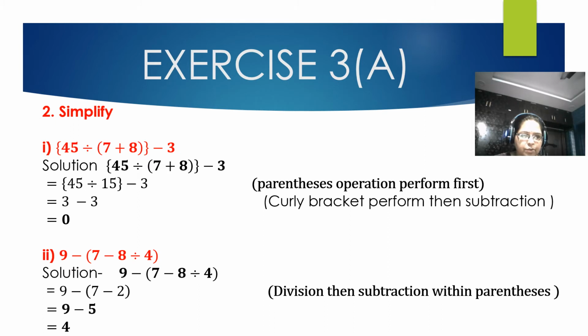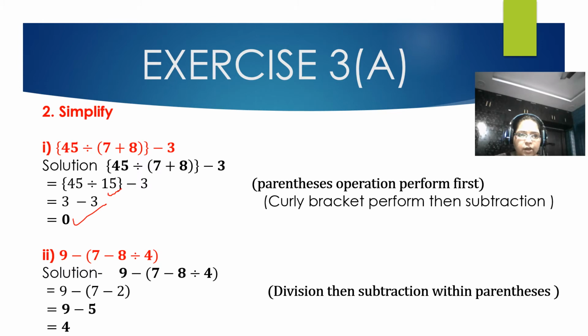Then 45 divided by 15, that is inside the curly bracket, so after the parenthesis the curly bracket operation is performed. 45 divided by 15 is 3, since 15 multiplied by 3 is 45. Then 3 minus 3. Subtraction operation is performed. 3 minus 3 is 0.